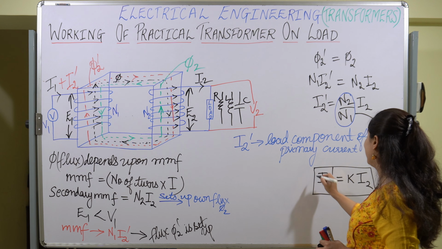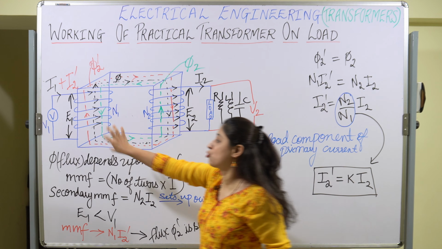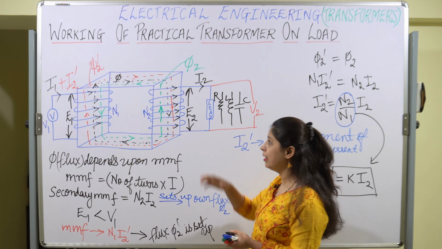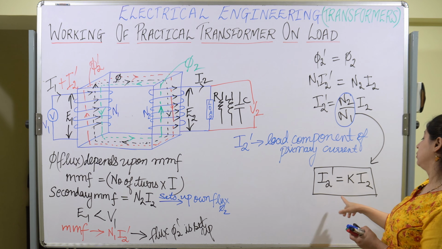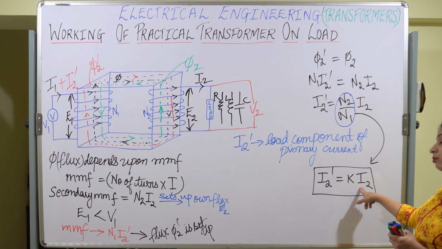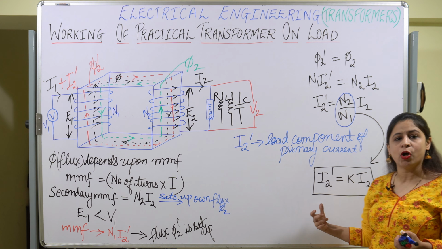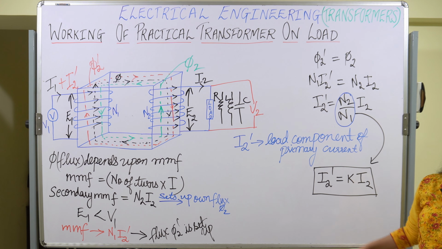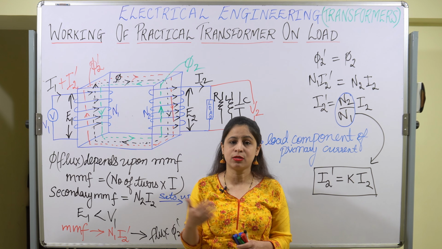So the magnitude of I2 dash, the extra current which the voltage source was supplying when the secondary flux was being created, will be equal to K times the secondary current. This concept can also be utilized in numericals. So this is important from the numericals point of view, as well as for the phasor diagrams, which we will be drawing in the next videos.